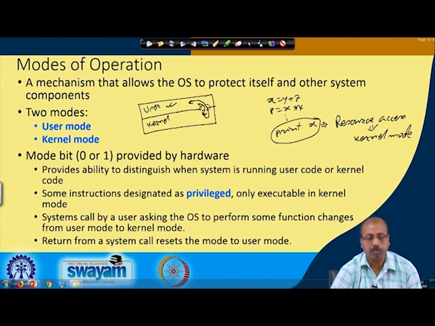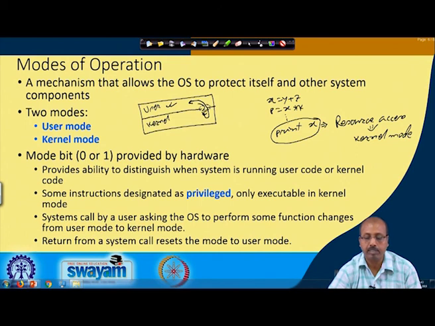The mode bit provided by the hardware gives the ability to distinguish when the system is running user code or kernel code. Some instructions designated as privileged instructions are executable only in the kernel mode. If you look into any processor instruction set, there will be a privileged set of instructions, executable only in the kernel mode. A system call by a user asking the OS to perform some functions changes the mode from user mode to kernel mode.